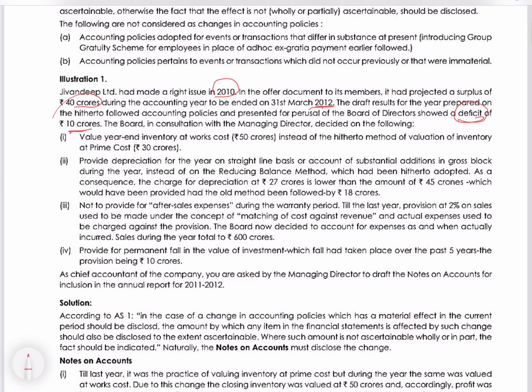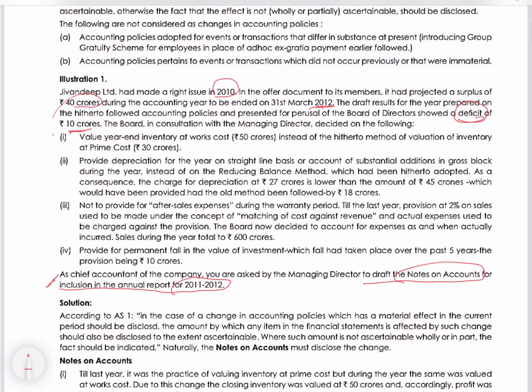Now, there is a question. It was said 40 crores and now there is a deficit of 10 crores. Why is it so? So they are analyzing what the reasons would have been and what the end result is. As the chief accountant of the company, you are asked by the managing director to draft the notes on accounts for inclusion in the annual report of 11-12.